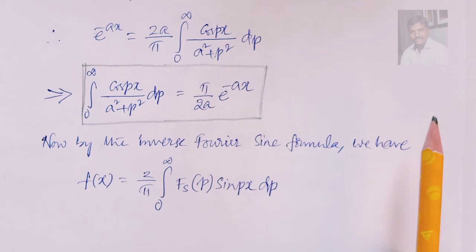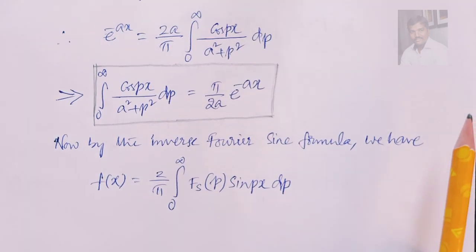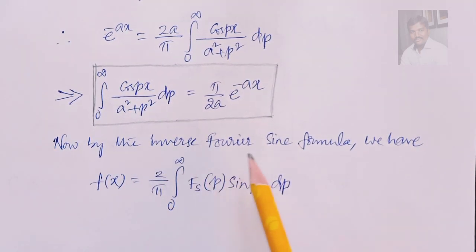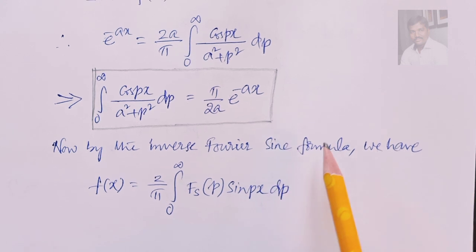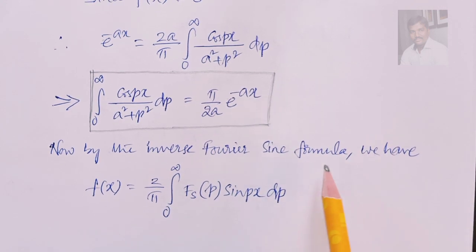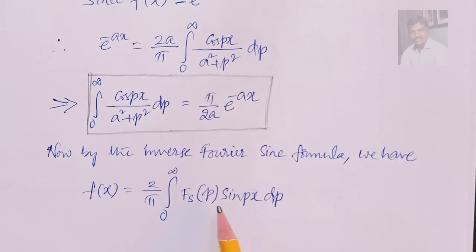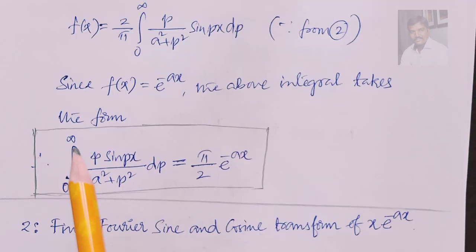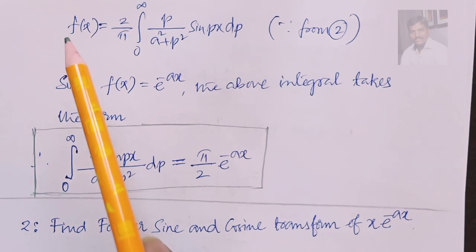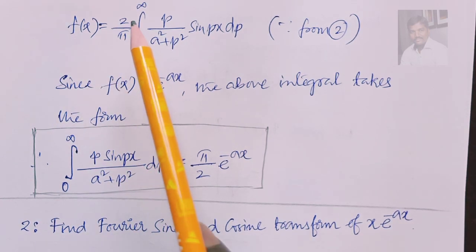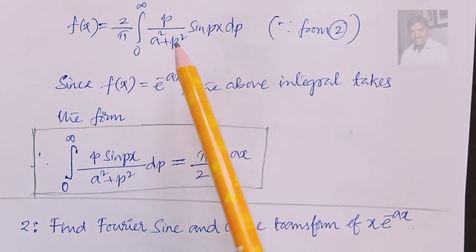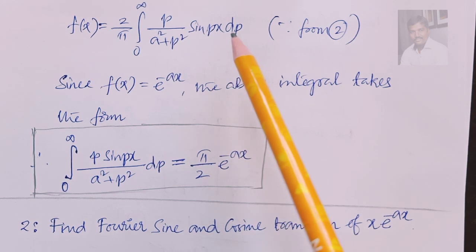Now, for the second integral, we use the inverse Fourier sine formula here. That is f of x is equal to 2 by pi integral 0 to infinity fs of p into sin px dp. Now this is the formula we have. So there f of x is equal to 2 by pi integral 0 to infinity p by a square plus p square sin px dp.